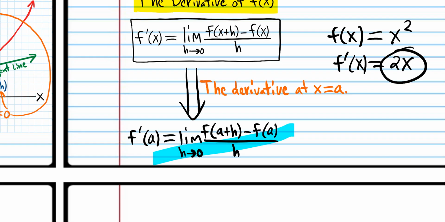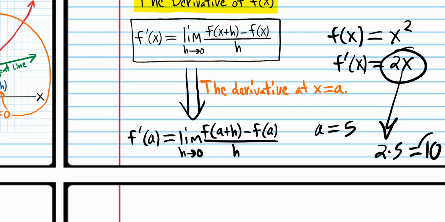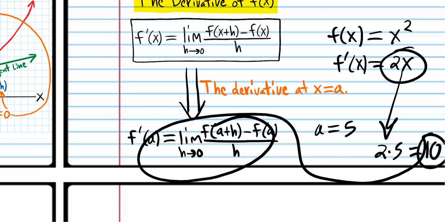But this formula down here uses a specific x value, a. We're calling it a now. So this formula will not give you an expression in terms of x. It will give you an actual number. For example, if a is equal to 5, then the expression should give you 10. So this will give you an actual number.